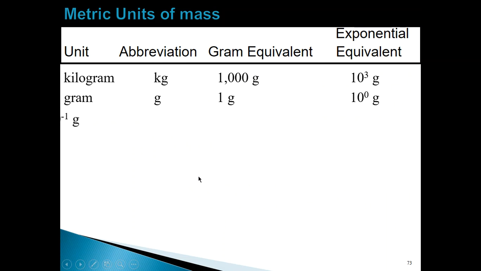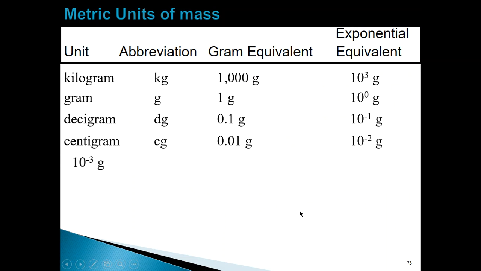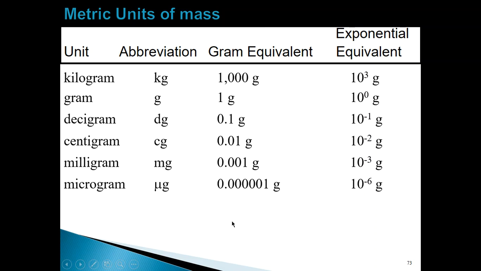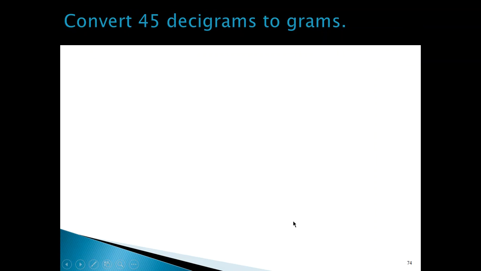Now, this is showing you the different metric units. Of course, we're combining the fundamental unit according to the metric system of mass, grams, with the different prefixes, kilo, deci, and so on. So as you can see, for example, 1 kilogram is equal to 1,000 grams, which is the same thing as 10 to the 3 grams. And we see other relationships here. So we'll be using these a lot in our calculations and conversions, etc.